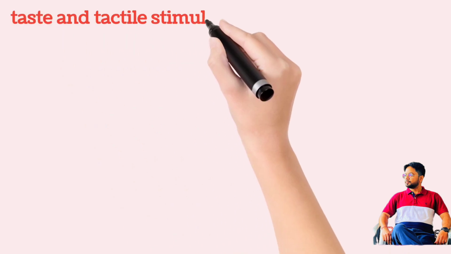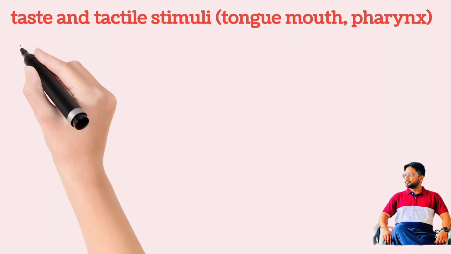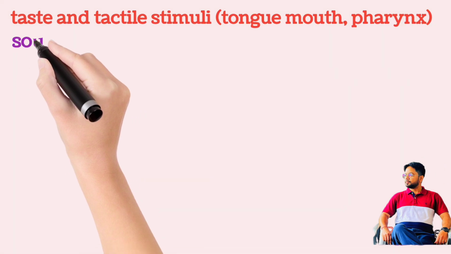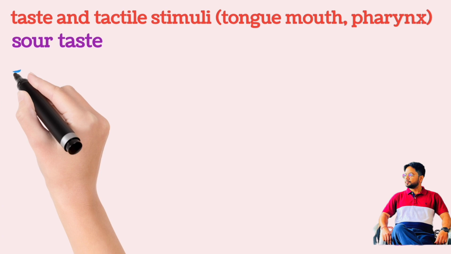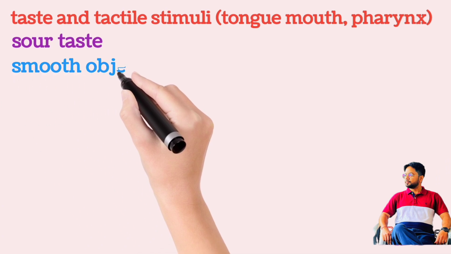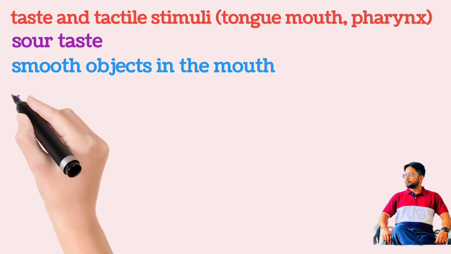To summarize the regulation of salivary secretion, salivary glands are controlled mainly by parasympathetic nervous signals from the superior and inferior salivatory nuclei in the brainstem. These nuclei are excited by both taste and tactile stimuli from the tongue, mouth and pharynx. Especially the sour taste increases salivation 8 to 20 times. The presence of a smooth object in the mouth increases salivation in comparison with rough objects.